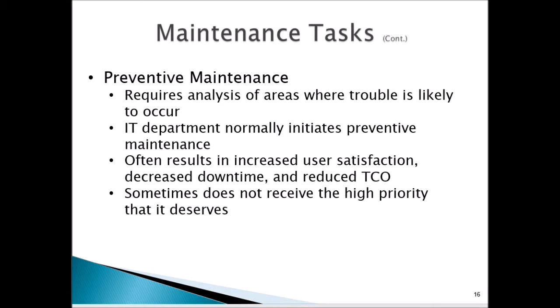Continuing on with preventative maintenance, it requires analysis of areas where trouble is likely to occur. The IT department normally initiates preventative maintenance. I believe it's every third Wednesday at Albertus. If you get notice, the systems will always be out then. It often results in increased user satisfaction, decreased downtime, and reduced TCO, or total cost of ownership. Sometimes it does not receive the high priority that it deserves. At Albertus, they're very good about keeping up with patches and what have you.